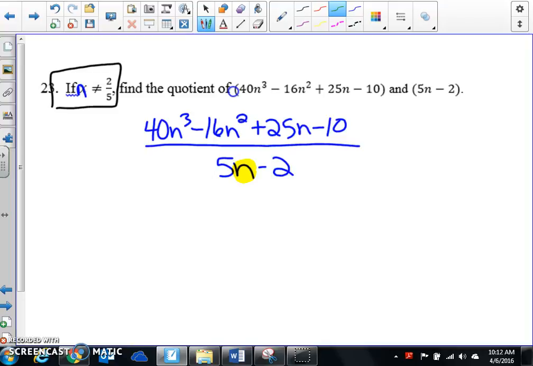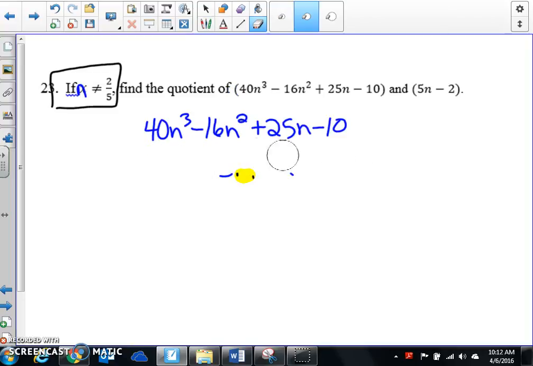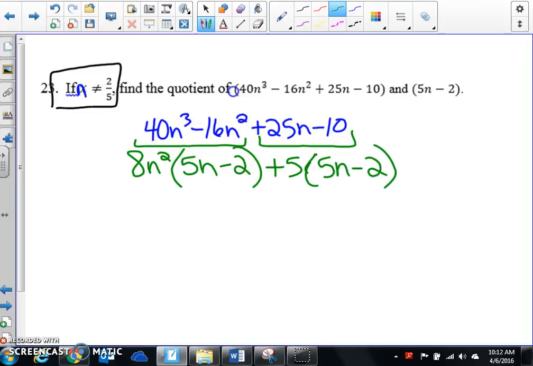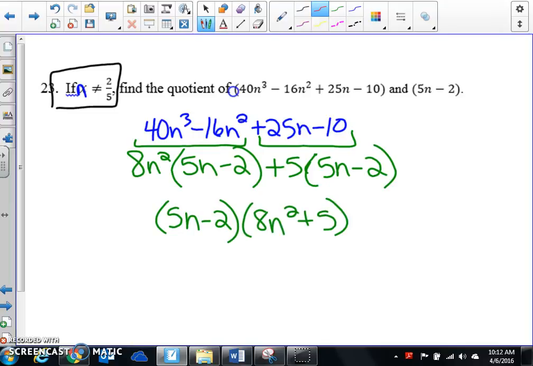We're still going to do the exact same thing, and we're going to factor the top. So let's go ahead and factor the top. So we have 4 terms, so we break it up into 2. Over here, I can take out an 8n squared, leaving me with 5n minus 2. Over here, I can take out a positive 5, leaving me with 5n minus 2. Okay, I put them back together, so 5n minus 2 and 8n squared plus 5. Once again, that's all over 5n squared, 5n minus 2.